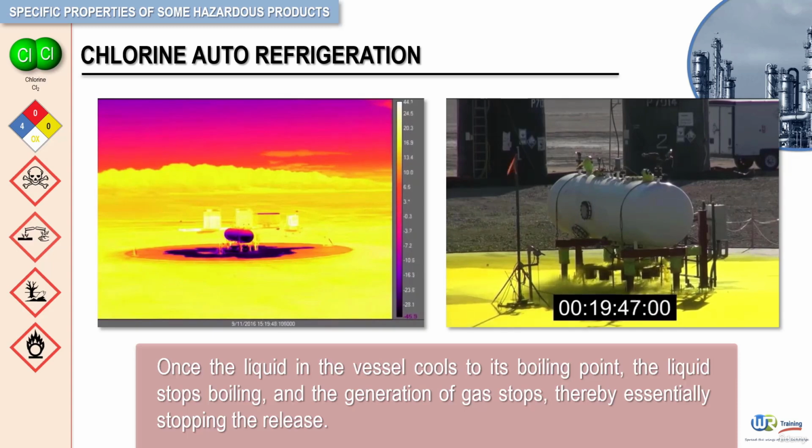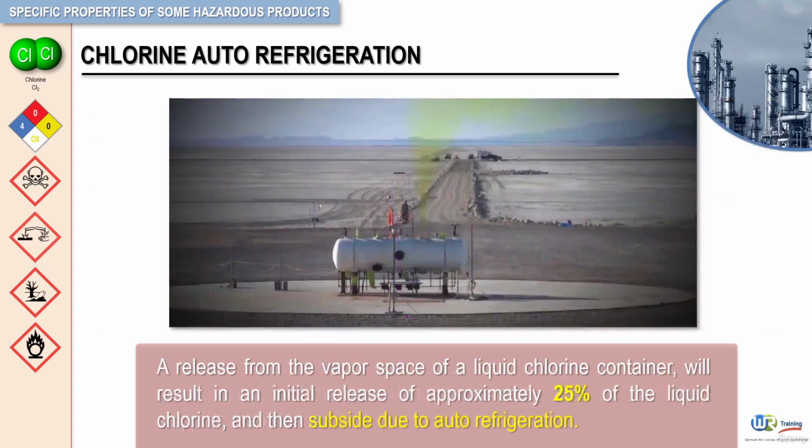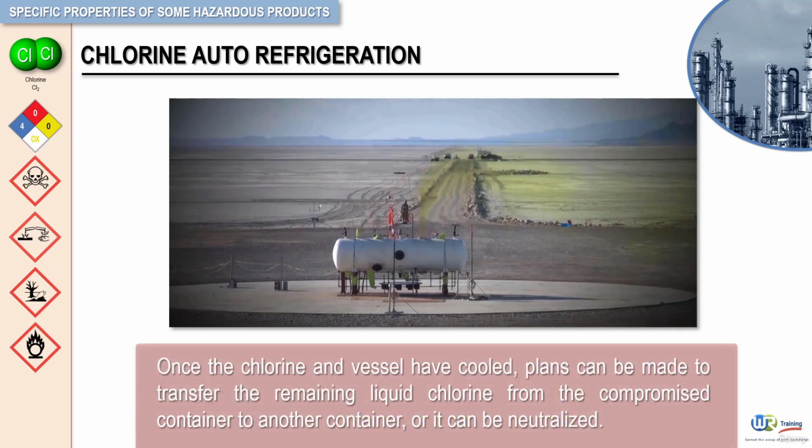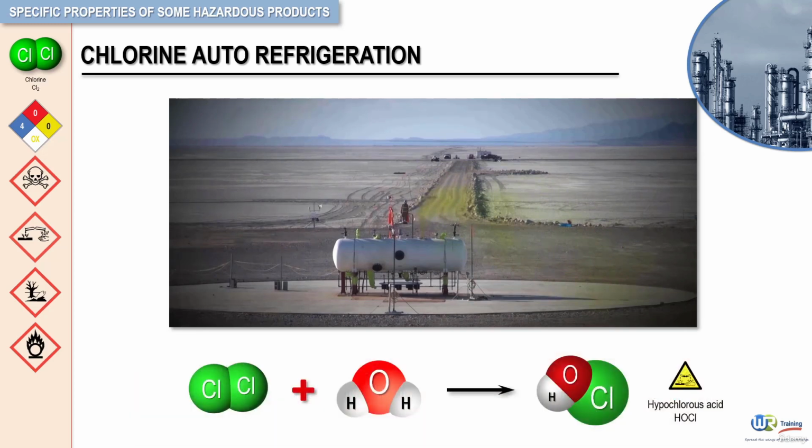An emergency response consideration from this physical behavior is that a release from the vapor space of a liquid chlorine container, including rail cars, will result in an initial release of approximately 25% of the liquid chlorine, and then subside due to auto-refrigeration. Once the chlorine and vessel have cooled, plans can be made to transfer the remaining liquid chlorine from the compromised container to another container, or it can be neutralized. Keep in mind though, when transferring the chlorine, it will be corrosive due to contact with moisture in ambient air.